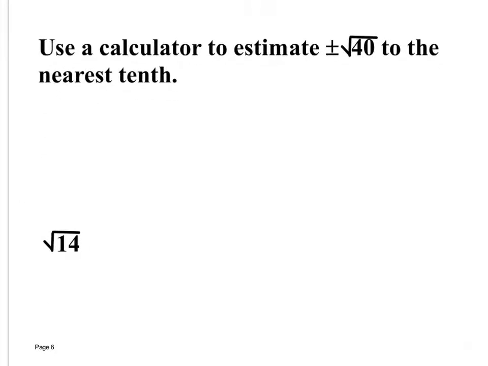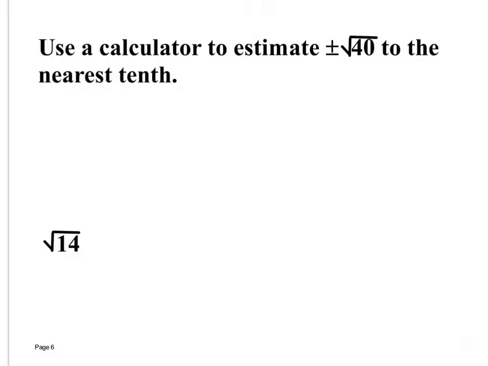Alright, write this down. So it says use a calculator to estimate plus or minus square root of 40 to the nearest tenth. Now if you're using one of these blue calculators, okay, what you do is you type in the number first. So type in 40. And then you hit the radical sign. It's the top middle red button. You hit the radical sign.